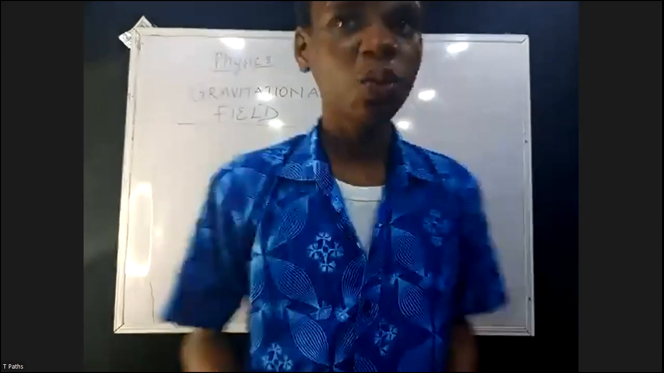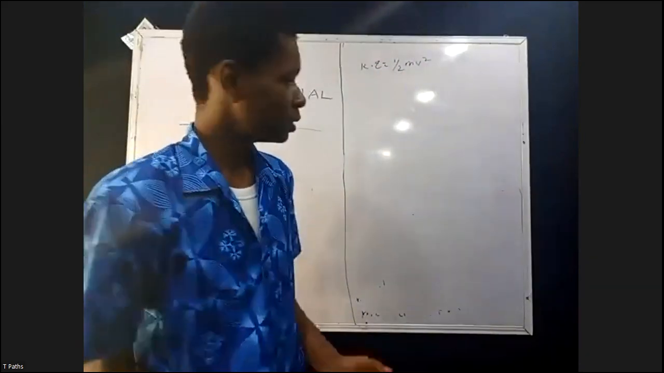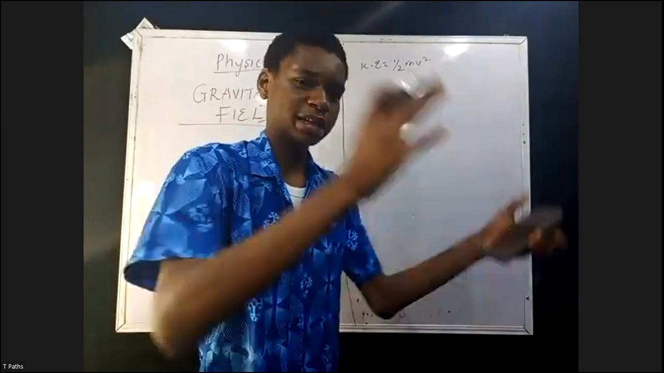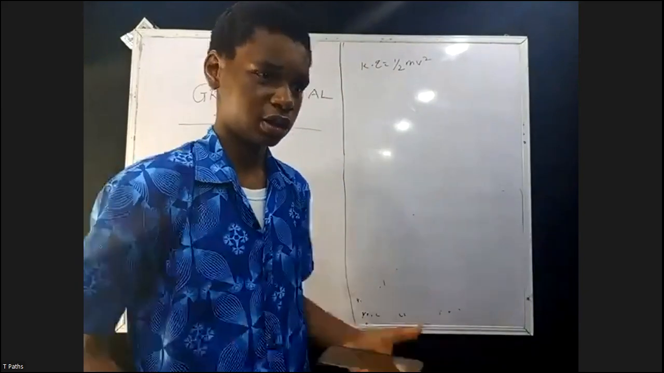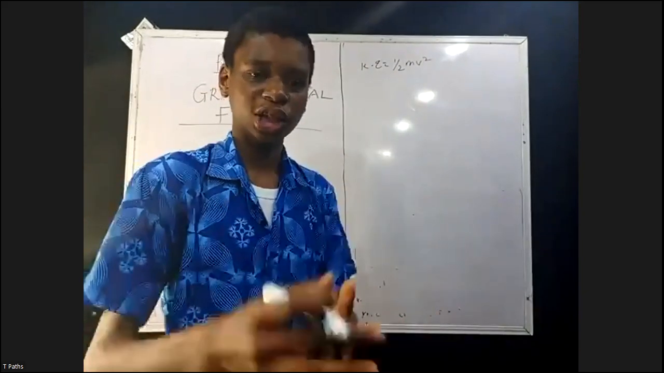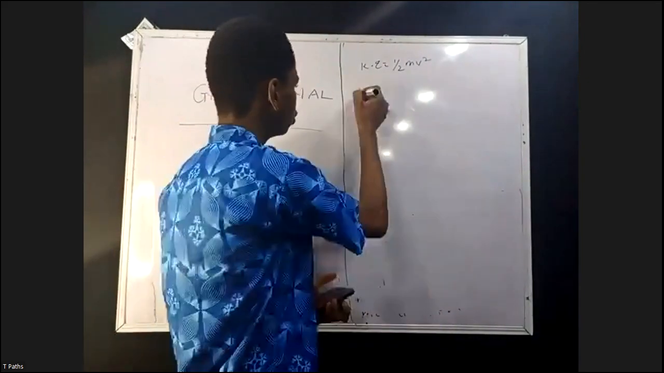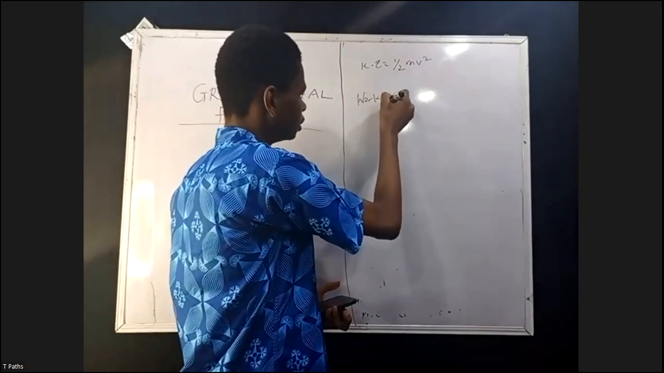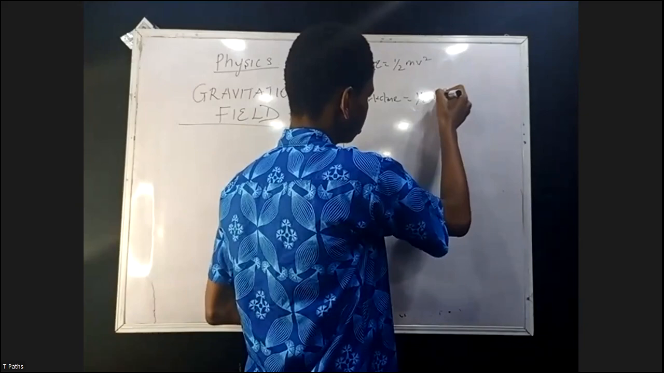So now, which means the work done in moving that body from the earth will be equal to the kinetic energy, which means the work done will be converted to kinetic energy to move the body out of the surface of the earth, or out of the force of attraction of the earth's surface or from any planet whatsoever. So now I can say work done in moving that body is equal to half mv squared.